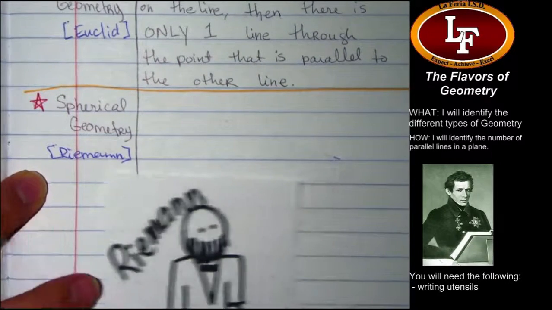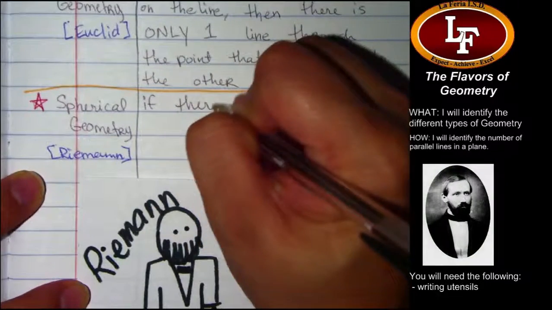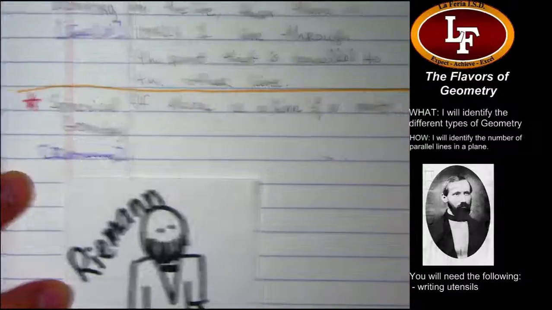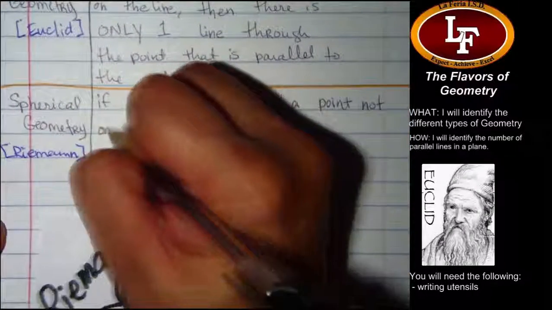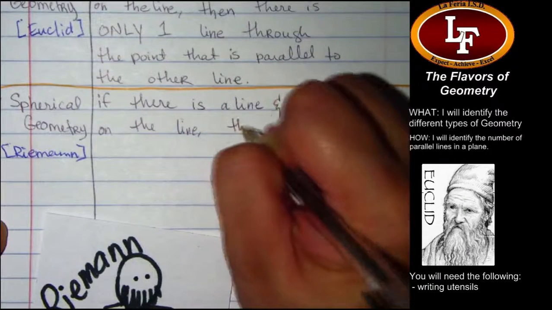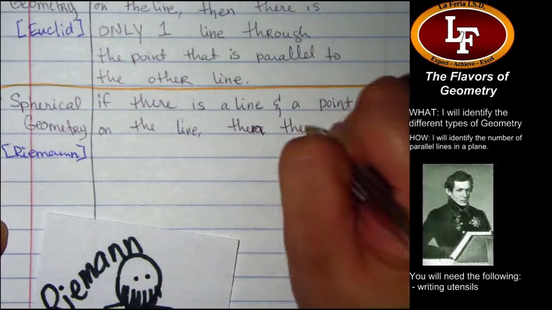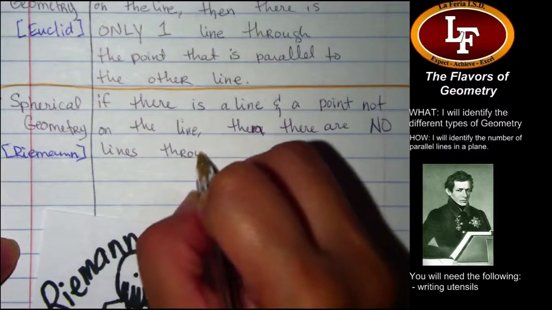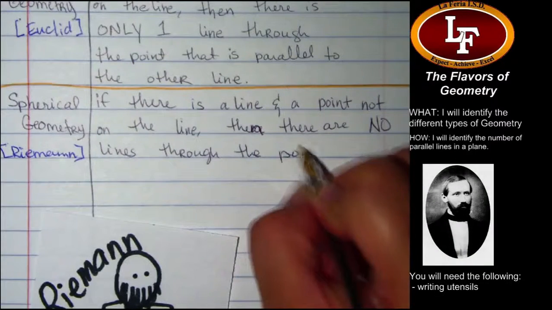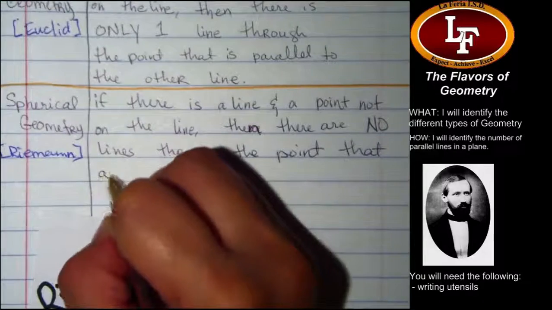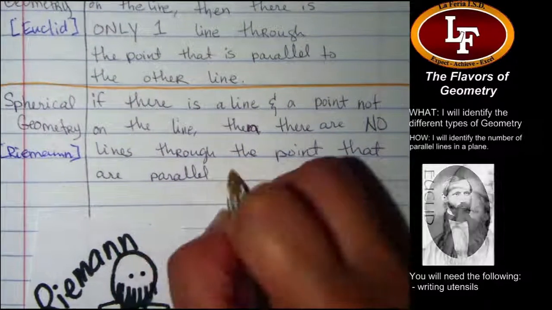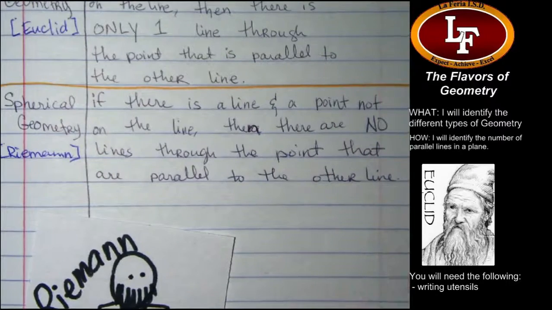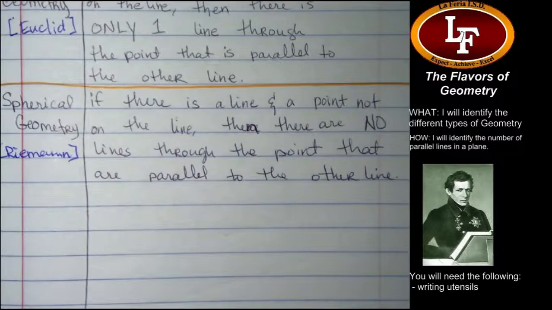And his geometry says this. If there is a line and a point not on the line, then there are no lines through the point that are parallel to the other line. And that's what Riemann worked on giving us.